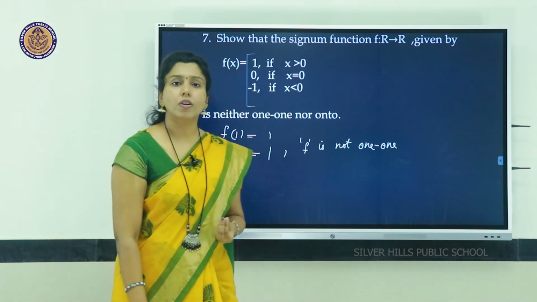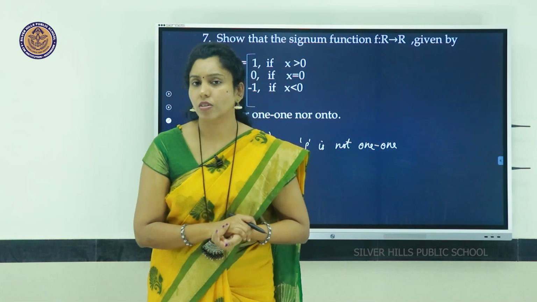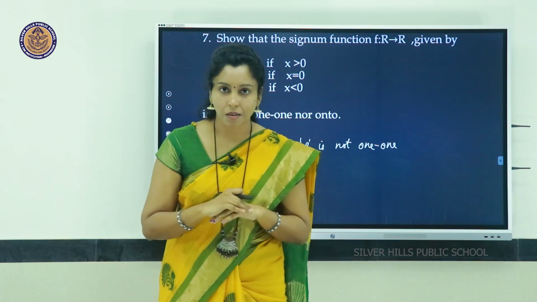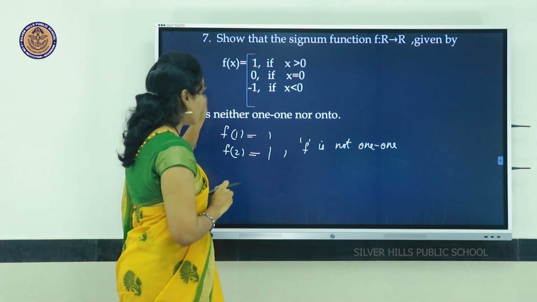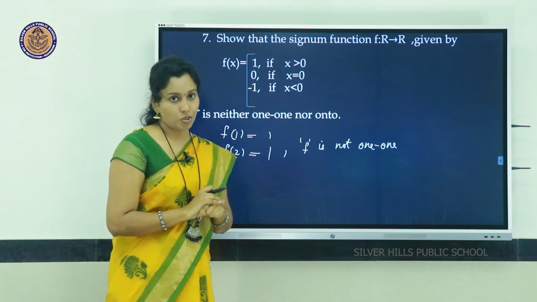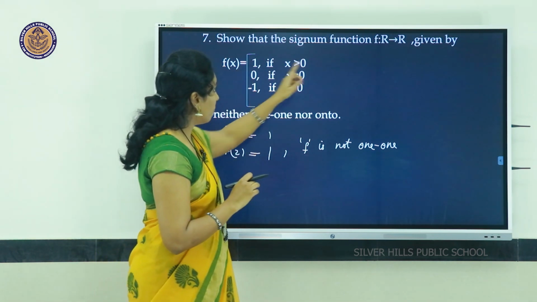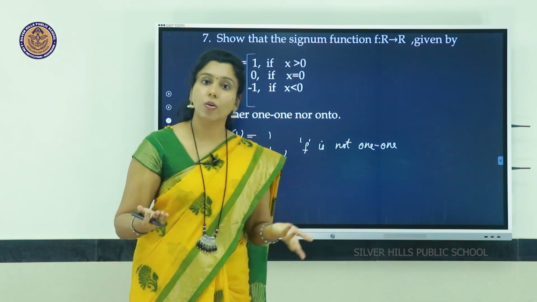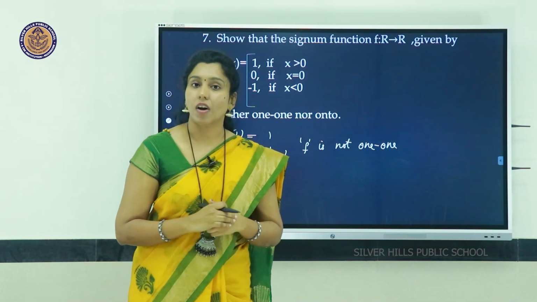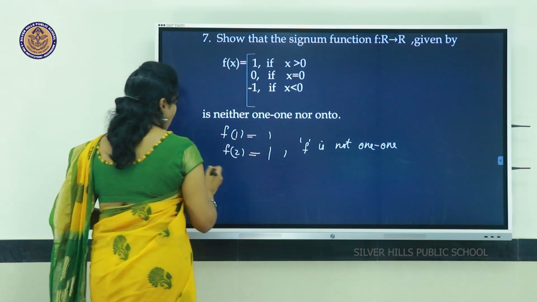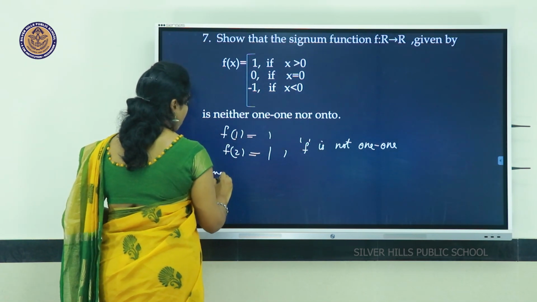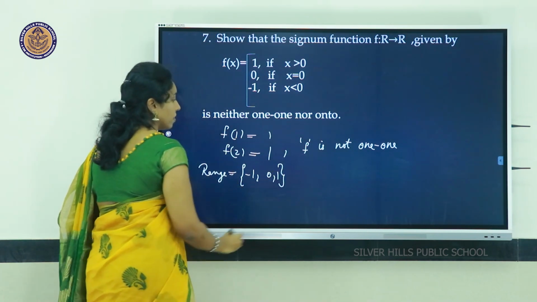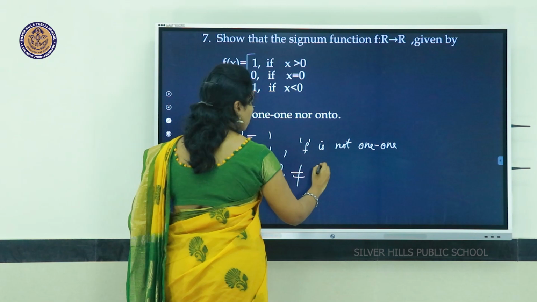And how can you prove it is not onto? What is the range of the signum function, children? The range of the signum function has only 3 members, either 1, 0 or -1. And what is our codomain here? Codomain is R. So, is range equal to codomain? No. So, we will conclude this function is not onto. So, range is equal to the set {-1, 0, 1}, and that is not equal to the codomain.